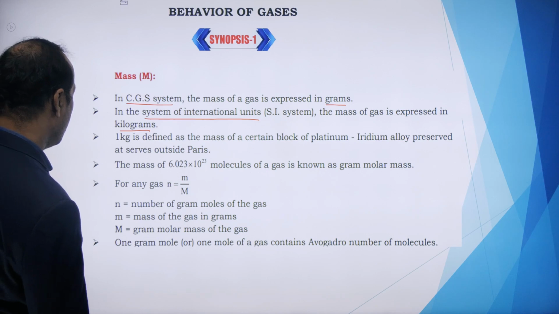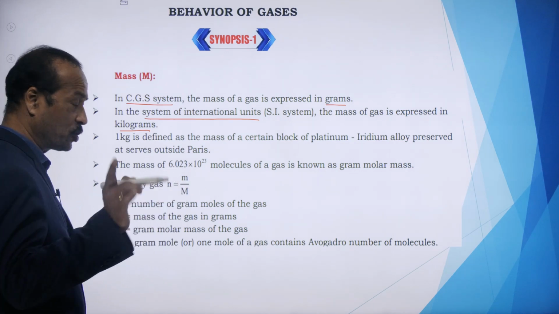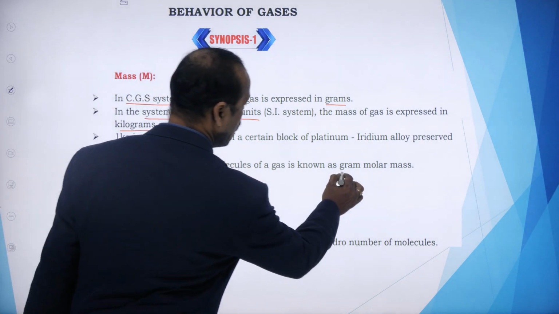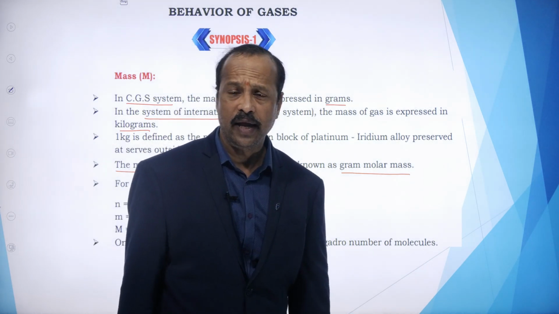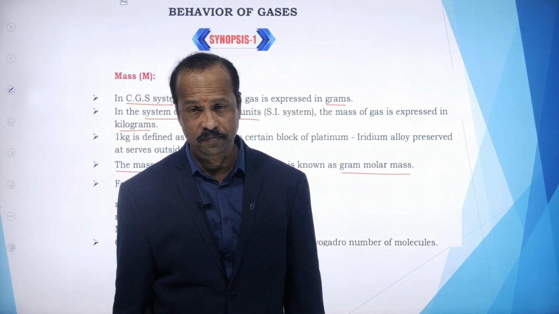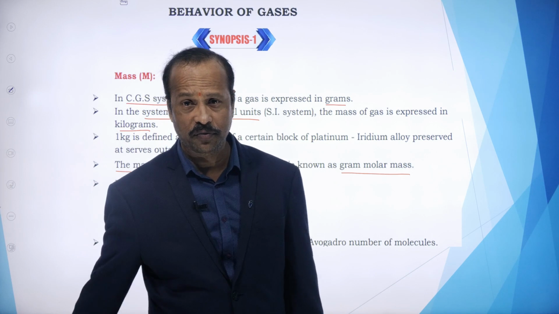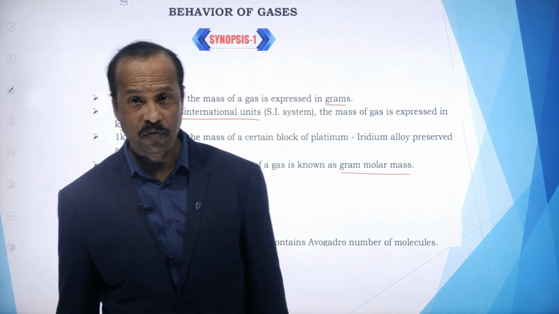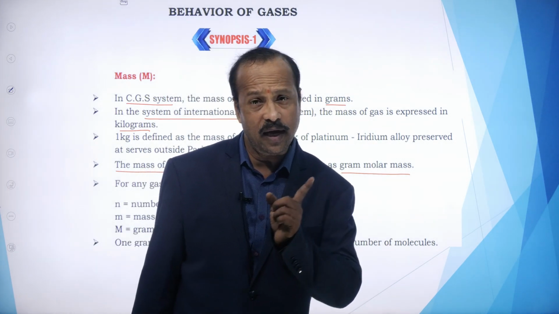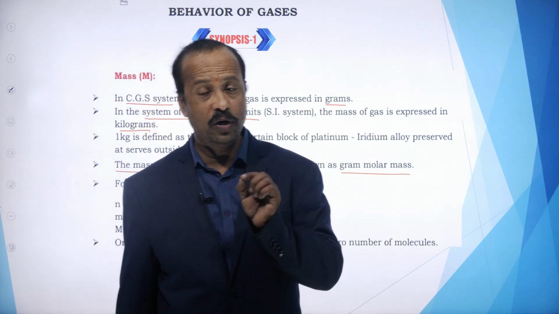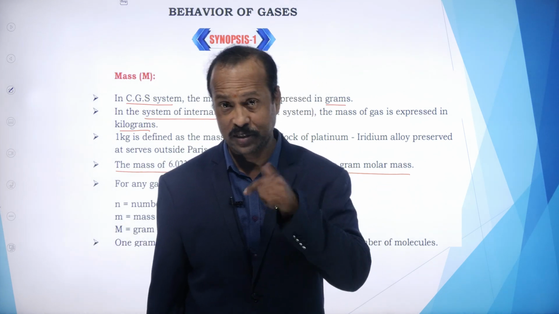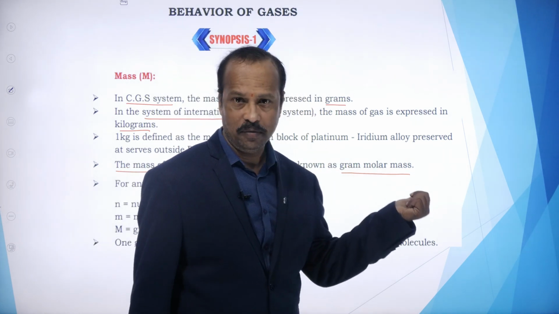Next, already in stoichiometry we discussed that the mass of 6.023 × 10^23 molecules of a gas is known as gram molar mass. Any substance that consists of 6.023 × 10^23 particles, for example 1 gram of hydrogen, consists of 6.023 × 10^23 hydrogen atoms. That's called gram atomic mass. If you take the hydrogen molecule H2, and the gas consists of 6.023 × 10^23 hydrogen molecules, then its mass is the gram molecular mass.